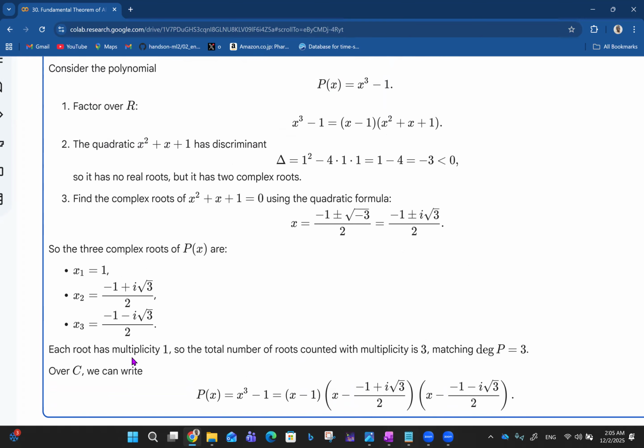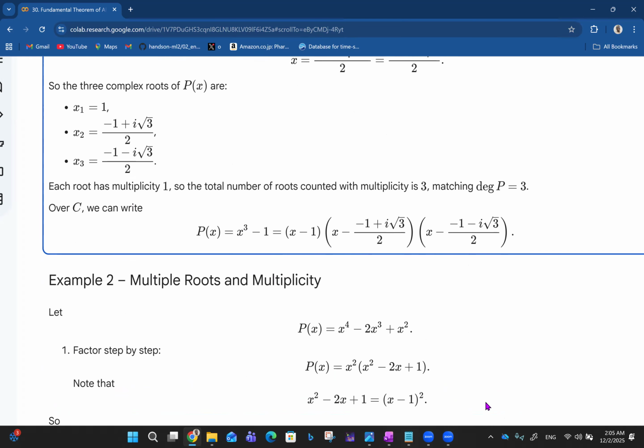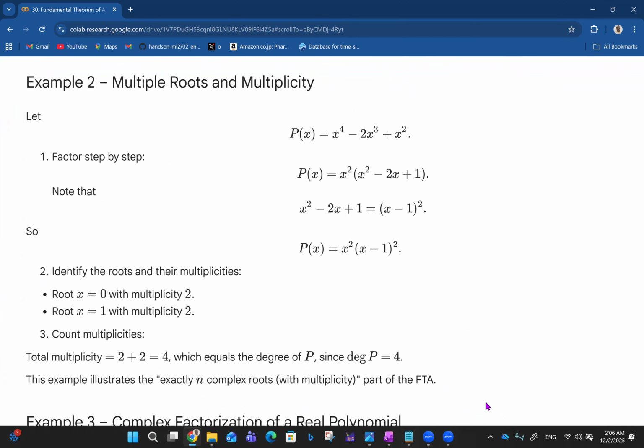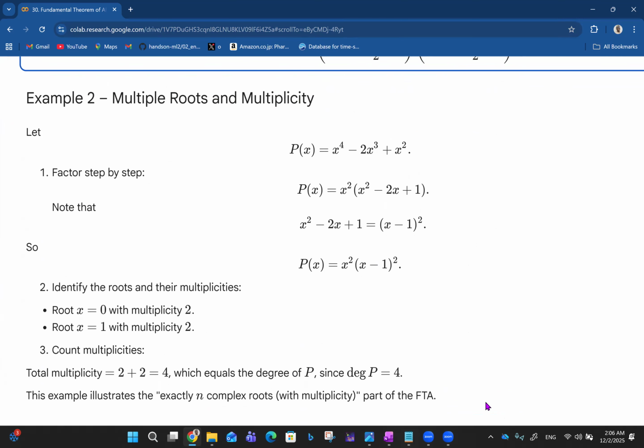So over C now we see that x cubed minus 1 is equal to x minus 1 into x minus 1 plus i root 3 over 2 into x minus 1 minus i root 3 over 2. So you can factor any polynomial, even if it has no real roots, it definitely has complex roots. And that is why the fundamental theorem of algebra is important.